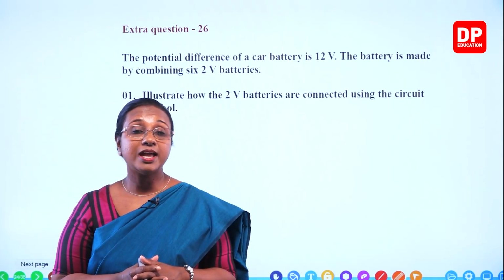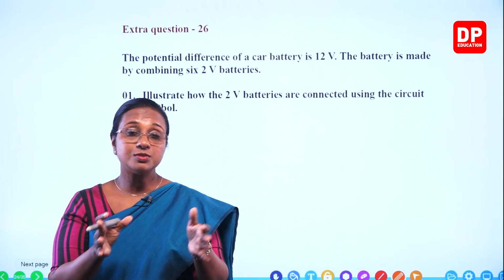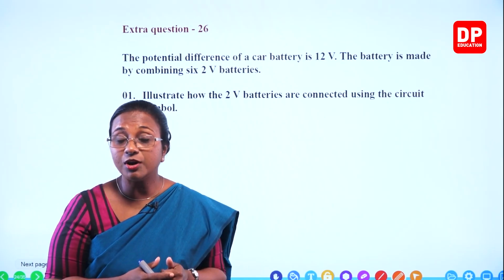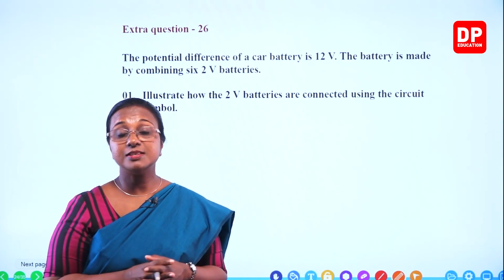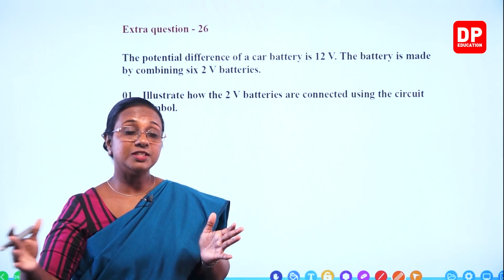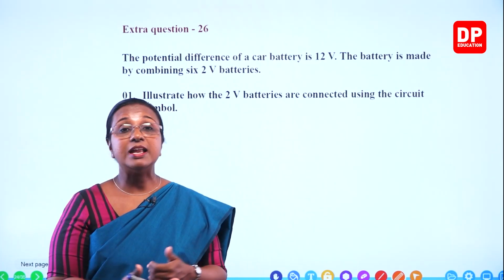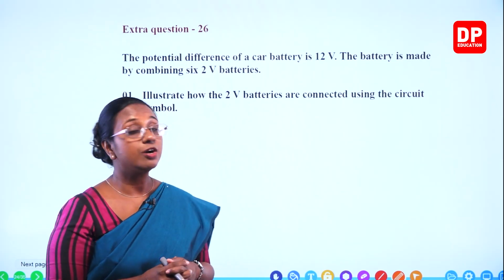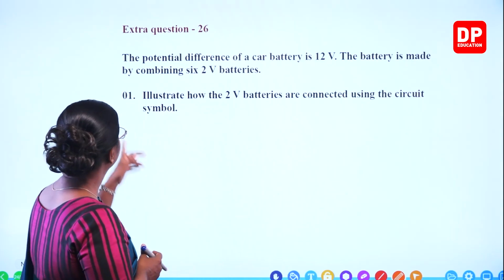Now here you can remember, students, this is a cell where small batteries are combined together to give a higher potential difference. That is why there are 6 2-volt batteries combined in a serial manner, one after the other, so that the potential difference gets added up and you get the overall potential difference as 12 volts. That is how the car battery is made.